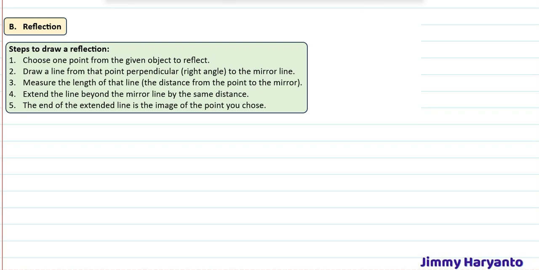Next is reflection. There are several steps to draw a reflection. First, you have to choose one point from the given object to reflect. Draw a line from the point perpendicular to the mirror line. This one is very important, guys, because you have to draw the line perpendicularly. And then measure the length of that line, the distance of the point to the mirror, and then extend the line beyond the mirror line by the same distance as the length of the first line. And then after that, the end of the extended line is the image of the point you chose.